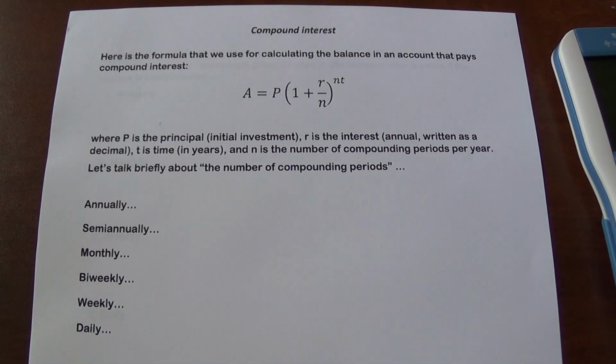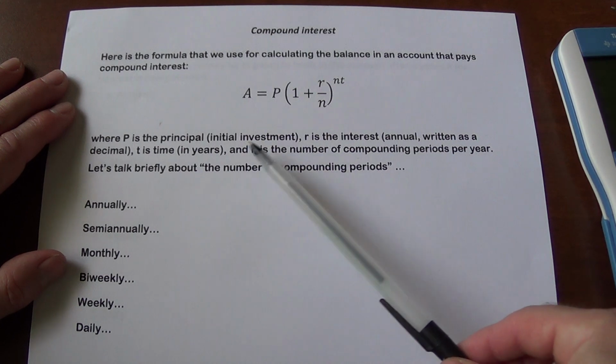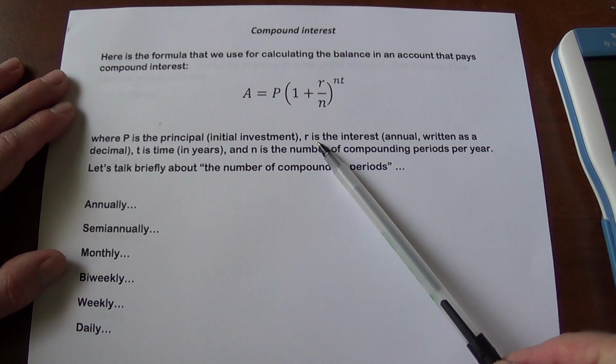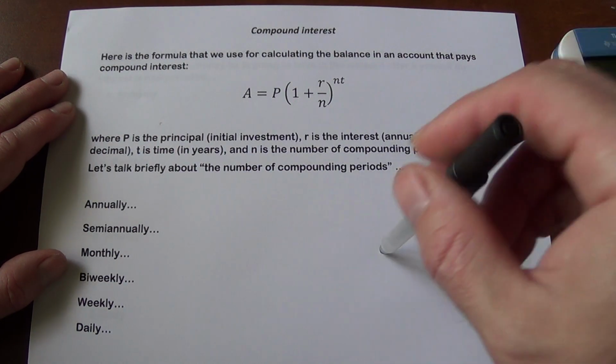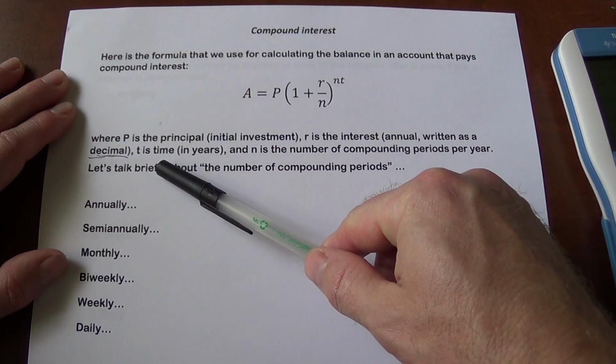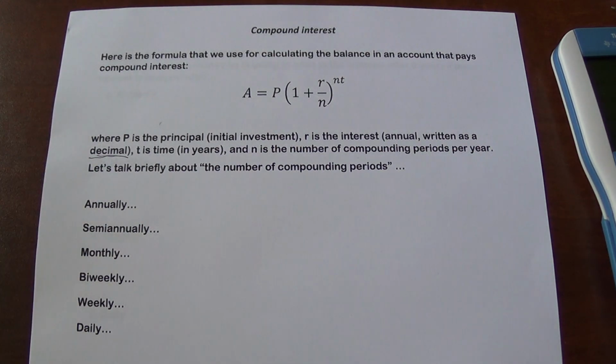So this is the formula we are going to use for computing the balance in an account that pays compound interest. It looks fairly complicated, but P is the principal, which is how much money you initially invested. R is the interest. It's very important that you remember to write that as a decimal. T is the number of years, time, and N is the number of compounding periods per year. That's one of the most confusing things to students for some reason.